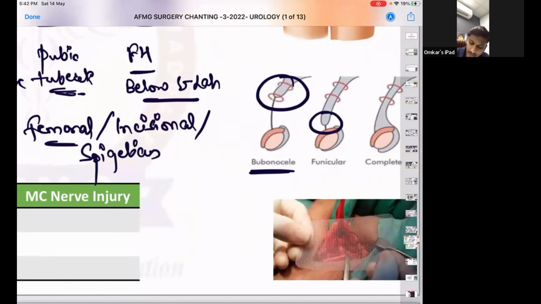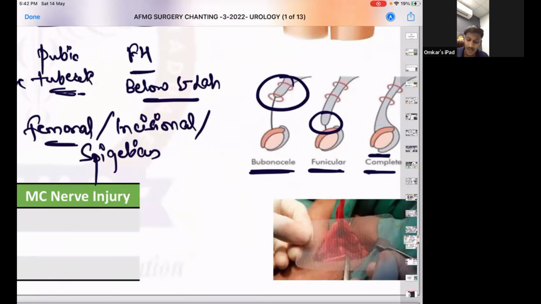If the hernial sac can be palpated at the top of the scrotum, it is called a funicular hernia. Whereas if the inguinal sac is reaching till the bottom of the scrotum, it is called a complete inguinal hernia.